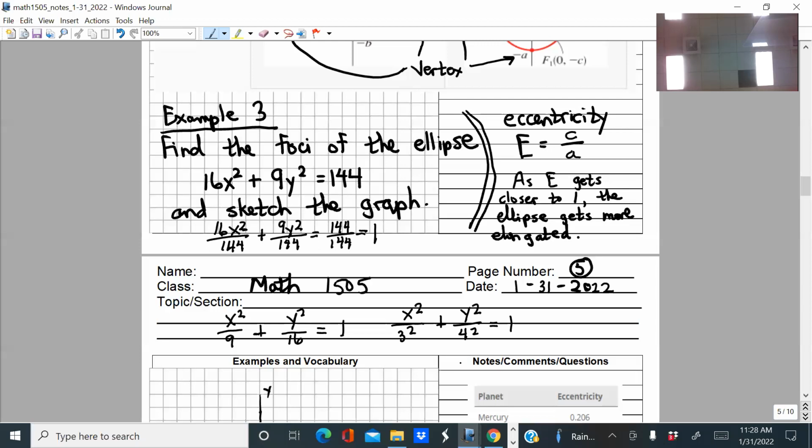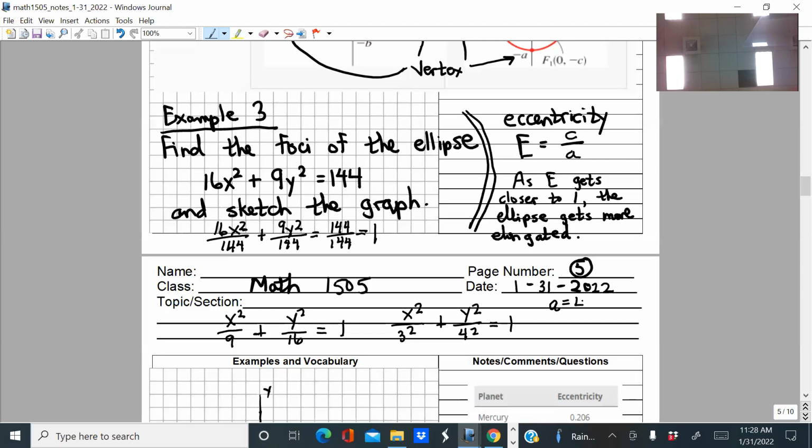Now let's write down the A, B, and then we'll figure out what the C value is. The A and B are easy to determine because you'll read them from the equation. So what's the A value going to be for this ellipse?